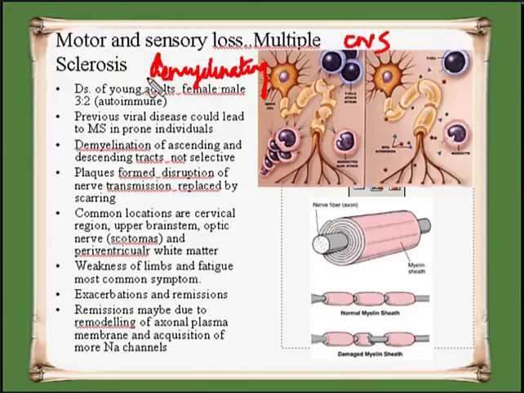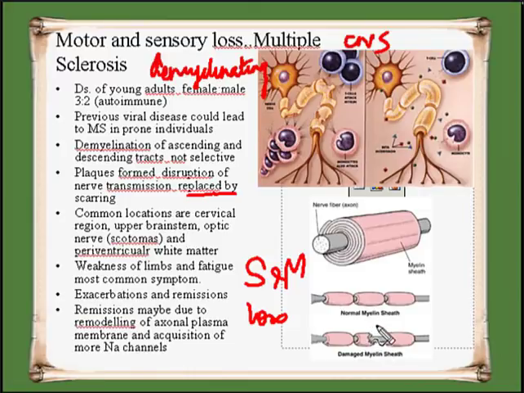This is not anatomically selective. That means demyelination can occur of ascending or descending tracts, which means you may have both sensory and motor loss. And what happens here is there are plaques which are formed, and you can see how these plaques are formed, and they disrupt the myelin, and hence they disrupt nerve transmission. And where the myelin has been disrupted, that area is usually replaced by scarring. So you can see this is a damaged myelin sheath.